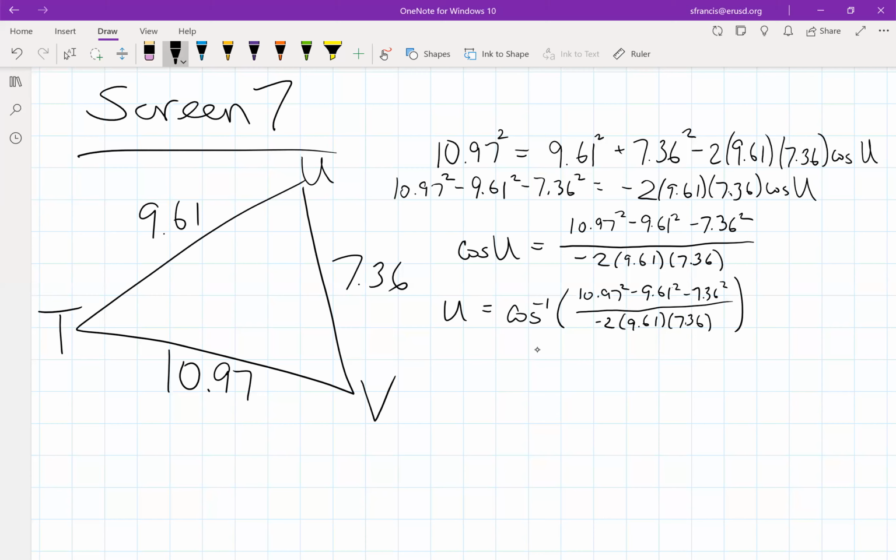And from typing that into whatever graph calculating utility you're using, you get 79.334 degrees approximately.